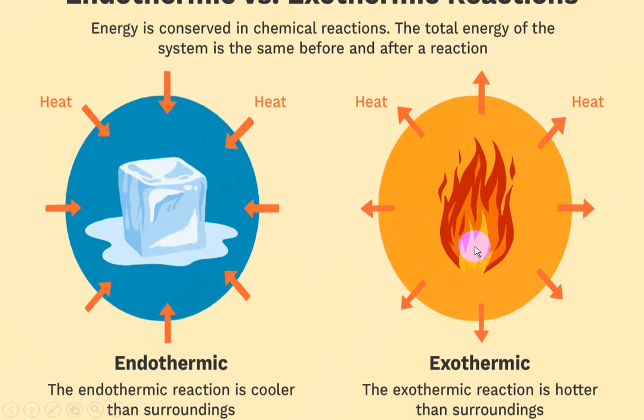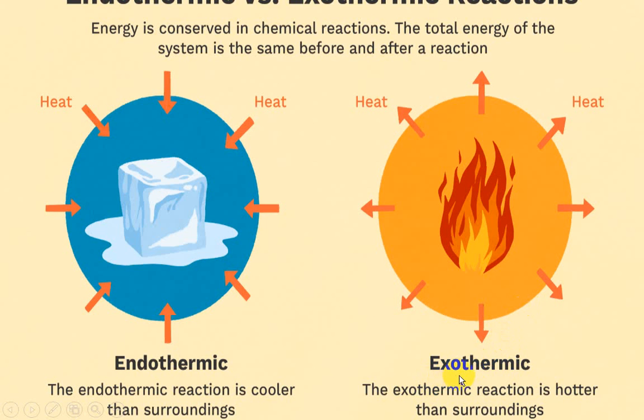This occurs in our kitchen. When natural gas burns, heat is released to the surroundings, and we feel hot. This reaction is an exothermic reaction. In some reactions, heat is gained from the surroundings, and it is an endothermic reaction. In an exothermic reaction, heat is released to the surroundings, so we feel hot.